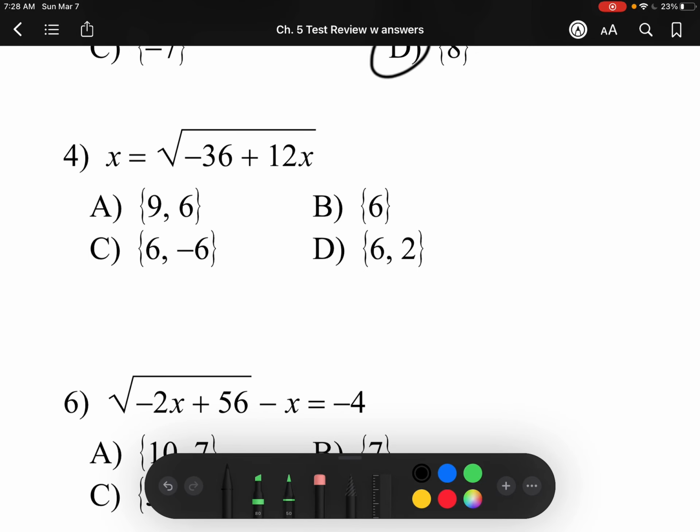All right, number 4. Step 1, isolate the radical on one side of the equation. So we already have this side. This radical is already isolated.